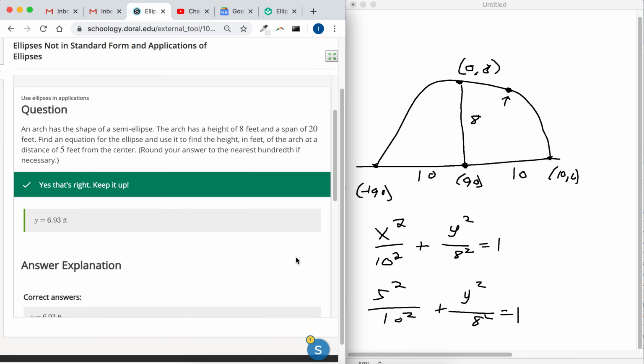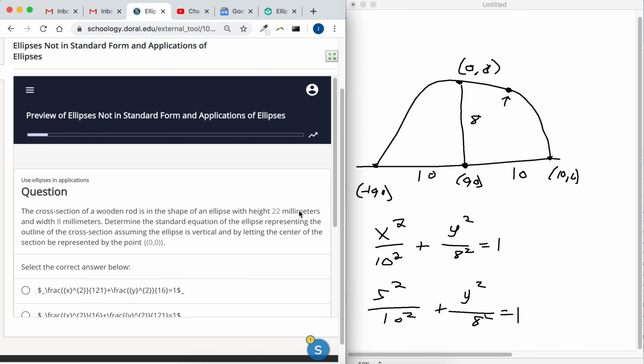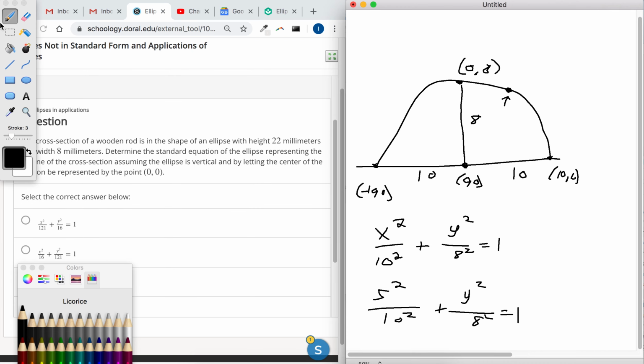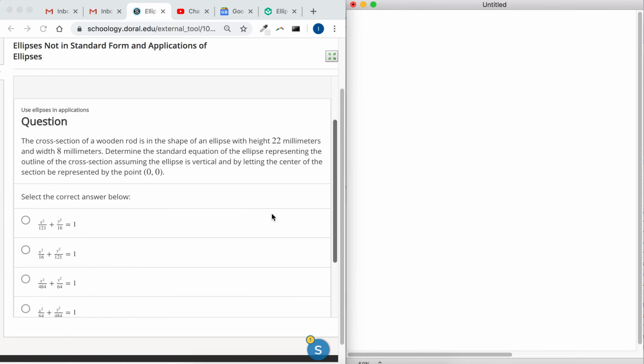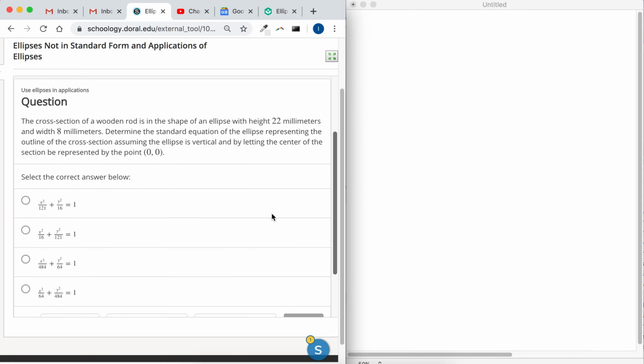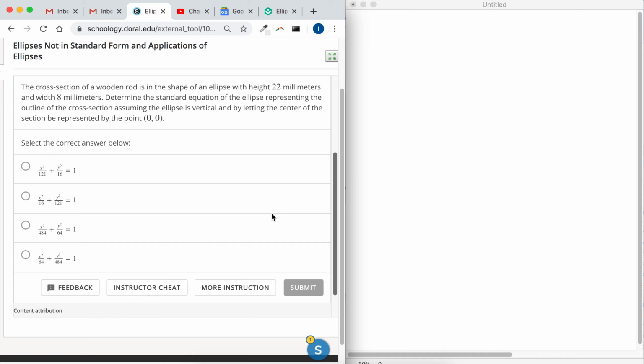So kind of a plug and chug question, but I imagine getting the equation there first is probably pretty challenging. Let me see if this is similar. Yeah, this is similar enough. Let's do this one. The cross section of a wooden rod is in the shape of an ellipse with a height 22 millimeters and width 8 millimeters.